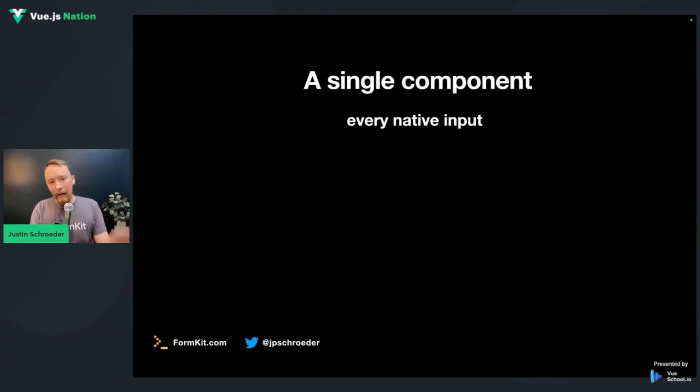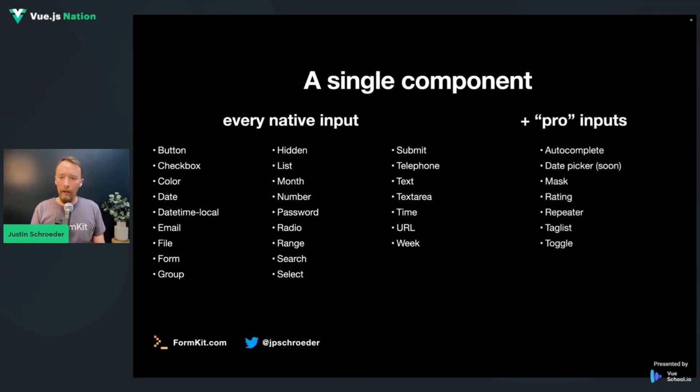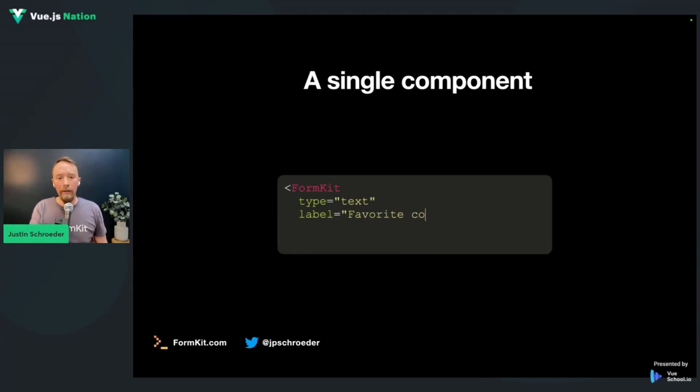Shipping out of the core is every single native input in HTML. You've got your buttons and your ranges, your submits, your URL inputs, your text, of course, checkboxes, radios, all of the stuff that everybody's used to. But in addition, as we're trying to roll out some of these pro inputs, we've got some things that we call synthetic inputs. So autocomplete, state pickers, masks, things that don't ship in a native browser. Additionally, you can wrap third-party inputs, like you could pull a tag list from Vuetify and wrap it in a FormKit. So let's take a look at how we do that.